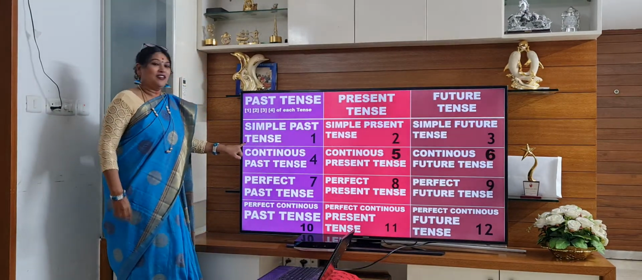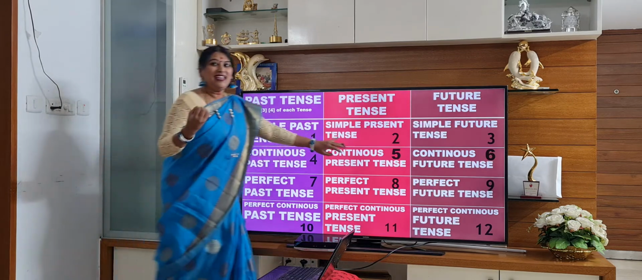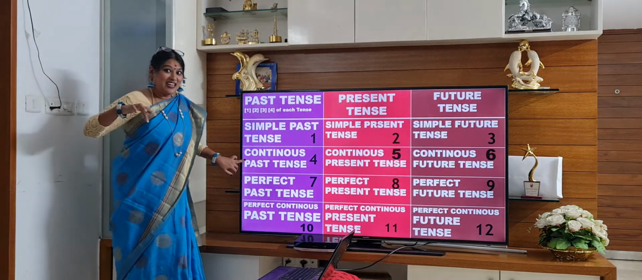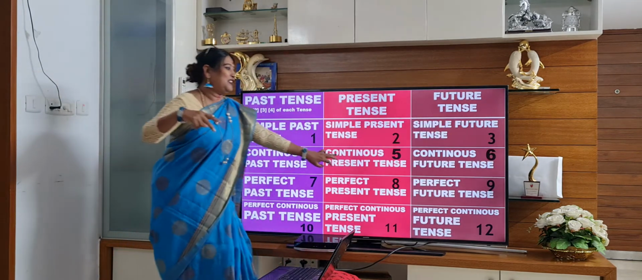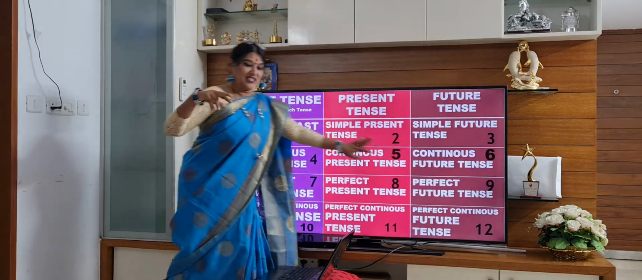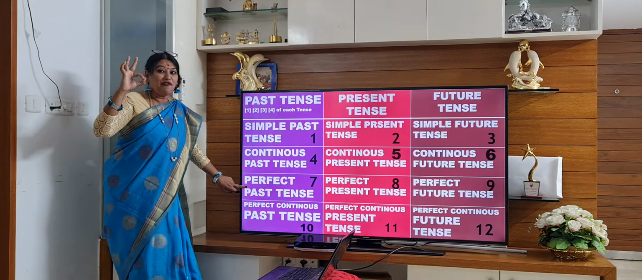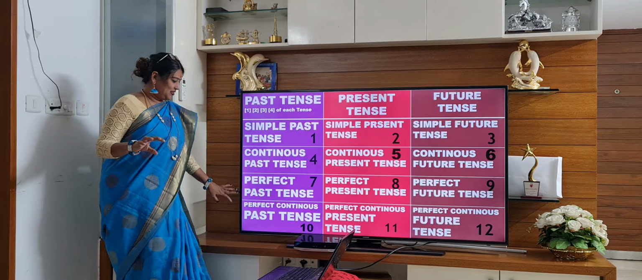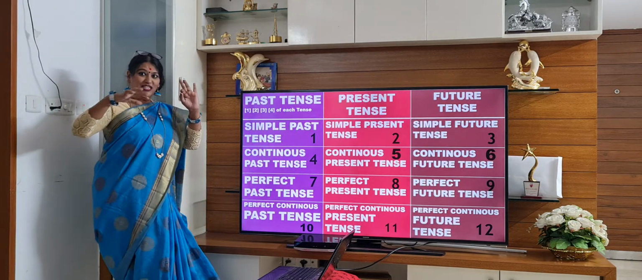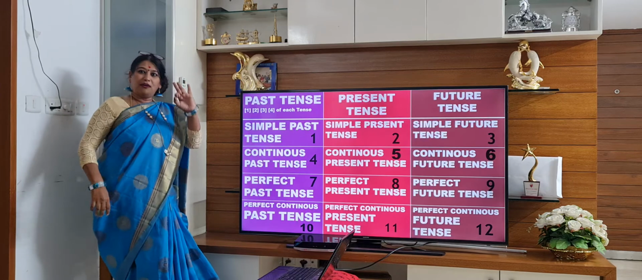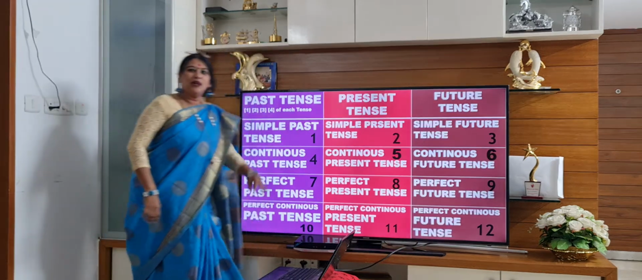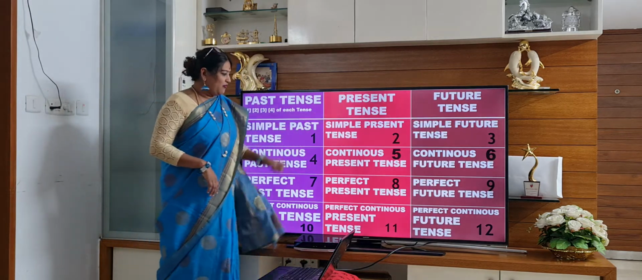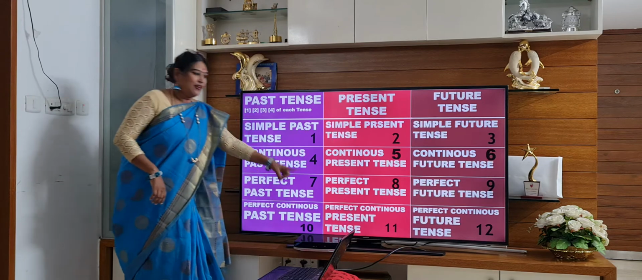First is simple past tense, then simple present tense, then simple future tense. Next is continuous: continuous past tense, continuous present tense and continuous future tense. 6 finished. Then perfect: perfect past, present and future tense. Then comes perfect continuous past tense, perfect continuous present tense, perfect continuous future tense. 1 to 12.